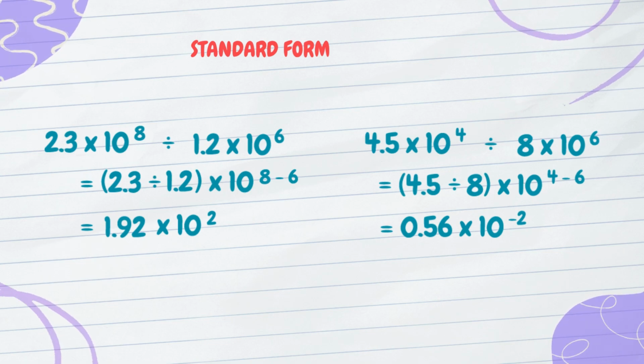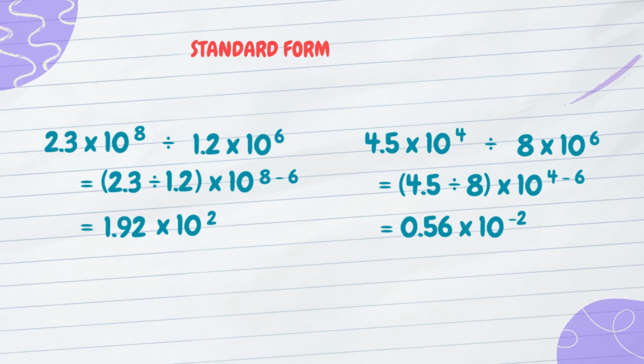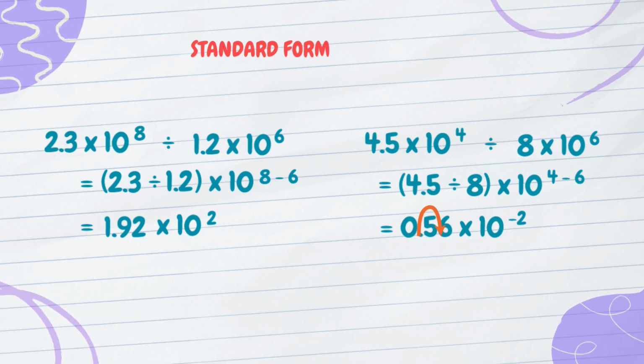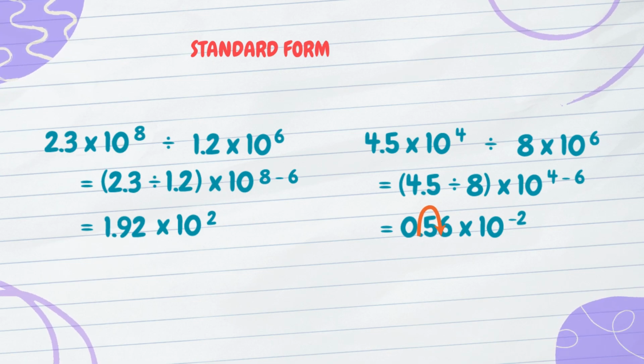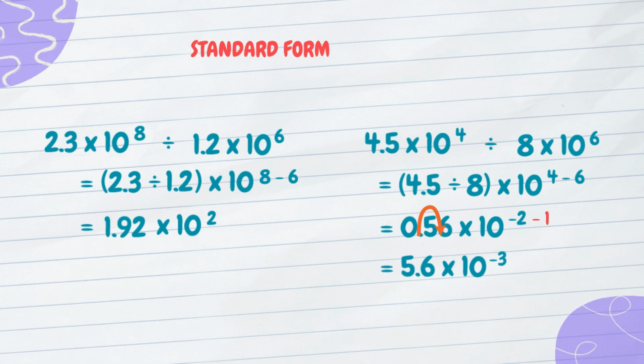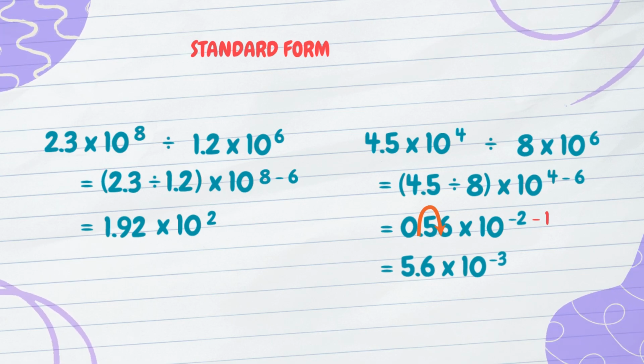Again, this is incomplete. The base, which is 0.56, has to be between 1 and 9. So we move the point one step to the right so that it becomes 5.6. As the point moves to the right, we subtract 1 from the power. Then the final solution is 5.6 times 10 to the power negative 3.